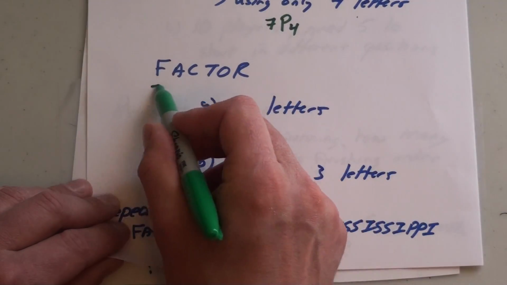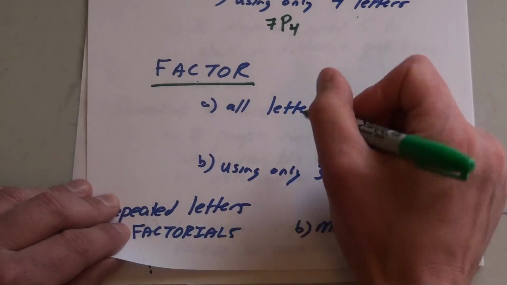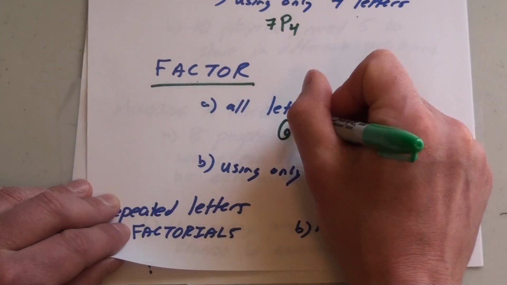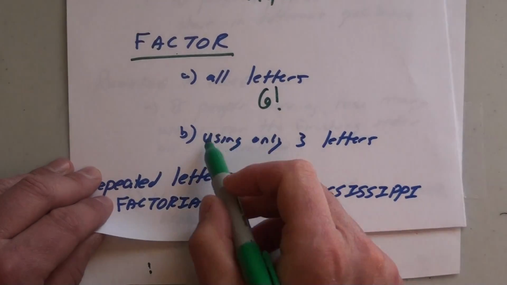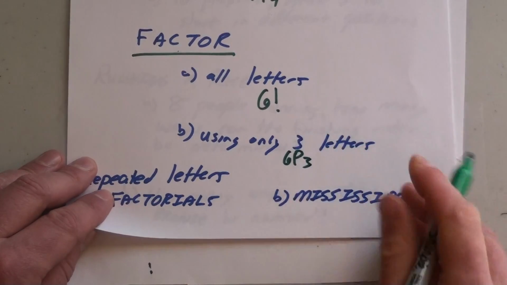Take the word factor. Here I'm going to use all letters. There are 6 letters available. How many different arrangements can I have? 6 factorial. But if I'm only going to use 3 of the letters, it'd be 6P3.